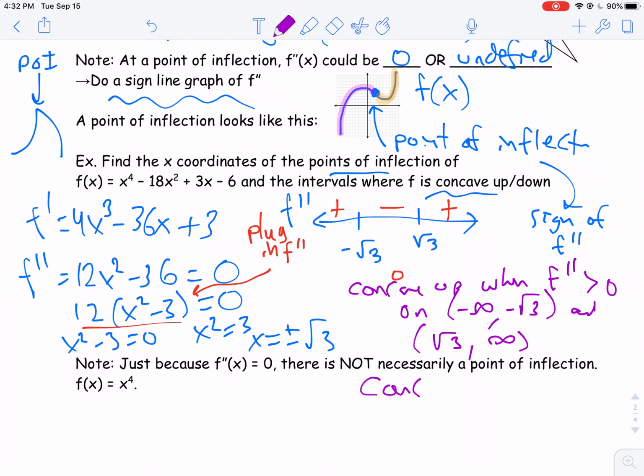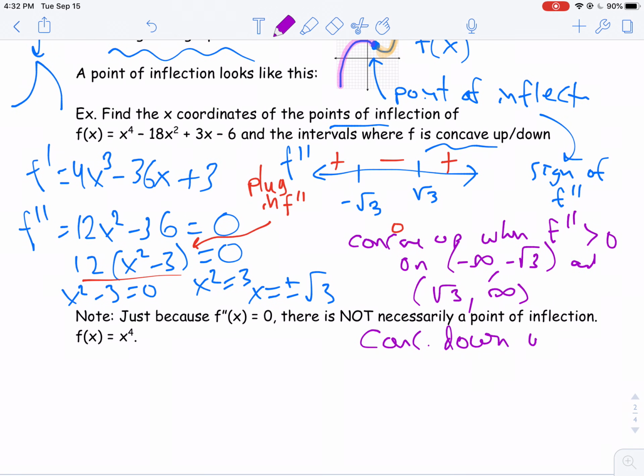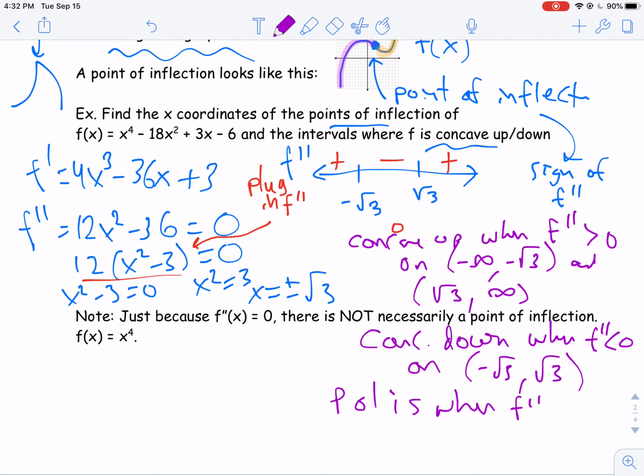You are concave down, and by the way, this is how you should be writing it up on your homework and writing it up on the test. You're concave down when your second derivative is negative, and that happens on the interval from negative rad 3 to positive rad 3. A point of inflection happens when your f double prime changes sign. So we see that in 2 points here. We see that right here and right there. We see 2 times our sign line graph changes from positive to negative, or negative to positive, and that happens at rad 3 and negative rad 3. Okay, so those are the points of inflection.